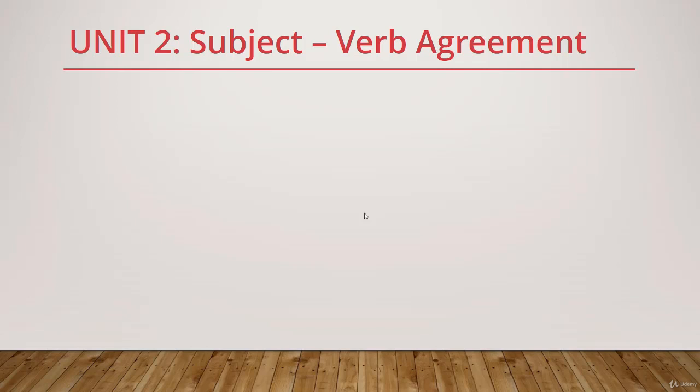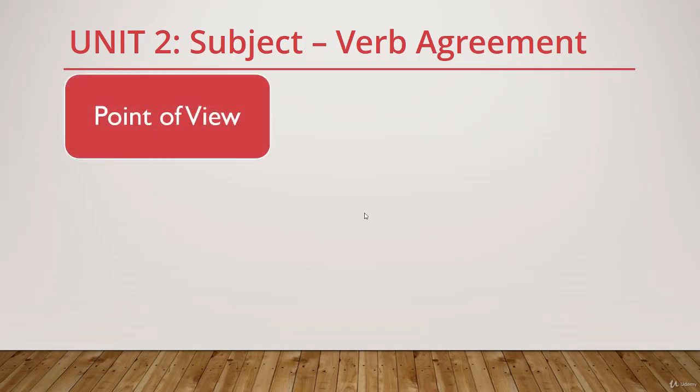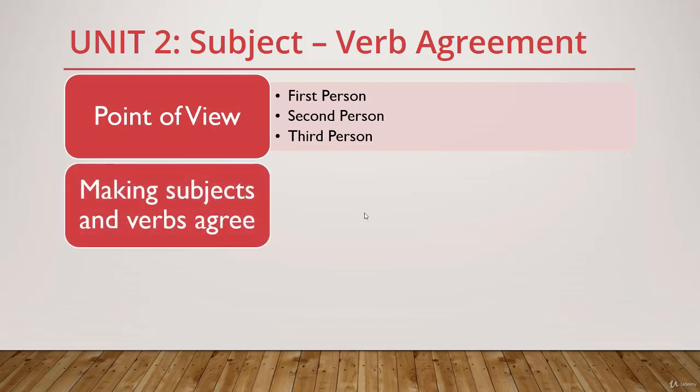So Unit 2 will continue with subject-verb agreement. This is a common area of mistakes in both English speaking and English writing. So what is subject-verb agreement? Well, first we'll examine point of view. You may have heard of this. It's first person, second person, third person. And again, this is just an overview. We will examine each of these concepts in detail in the individual lessons. We'll learn how to make subjects and verbs agree and look at some common mistakes and how to avoid them.